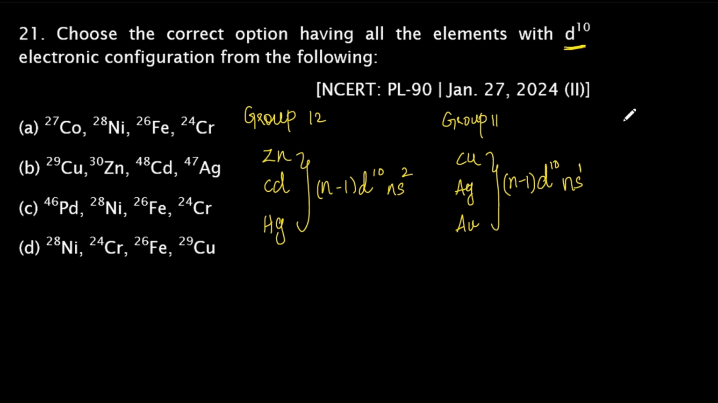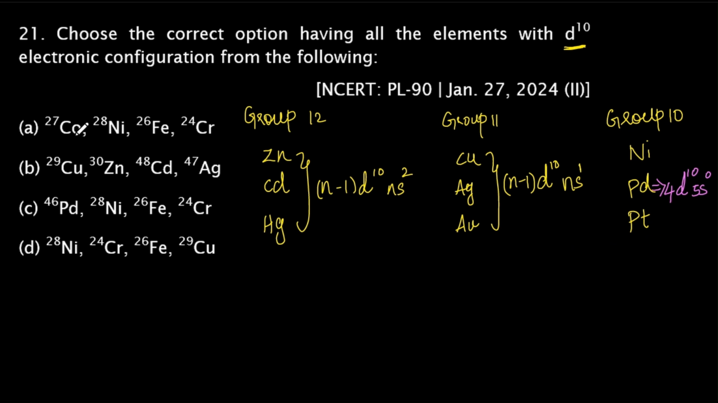Then there is one more element in group 10. Group 10 elements are nickel, palladium, platinum. In these elements, palladium alone has the configuration 4d10 5s0. So in palladium also there is a fully filled d orbital configuration. So with this information we will check the options.